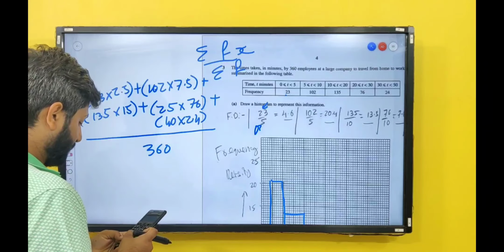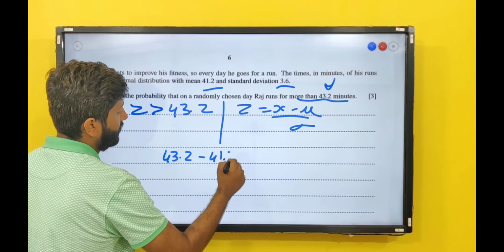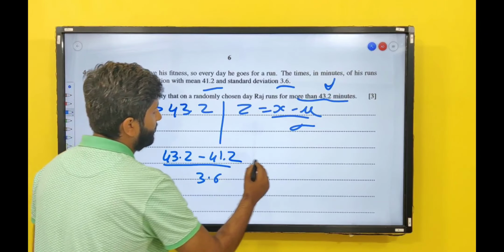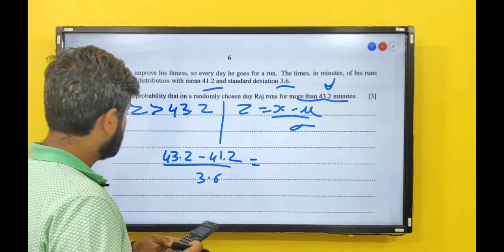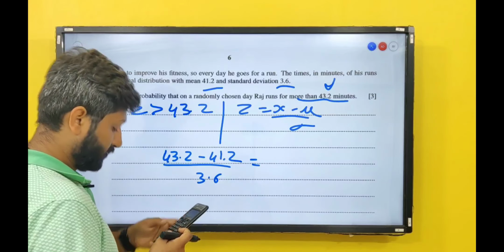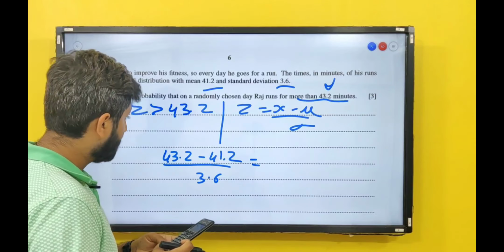For Z we have the formula: x minus mu upon sigma. So 43.2 minus 41.2 upon sigma. Let me just solve this. The answer is 0.555. Right. Now we are supposed to find the value of Z greater than 0.555. Okay, so let me use the distribution table.